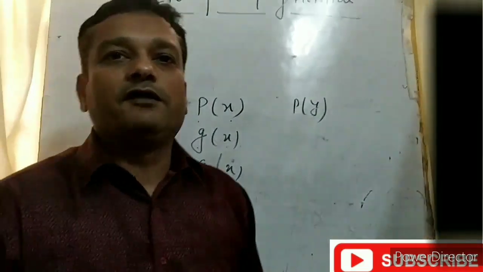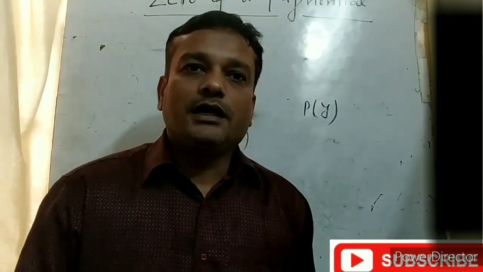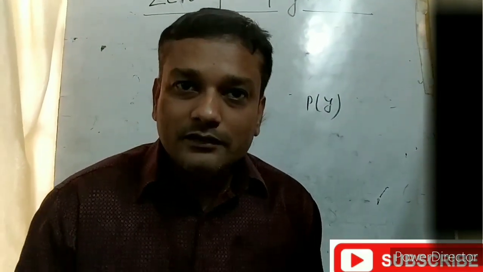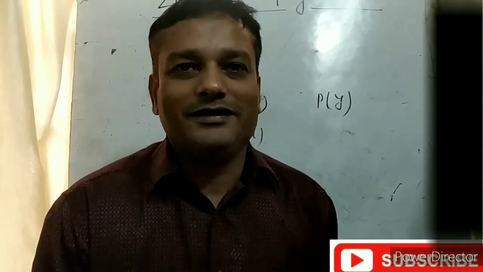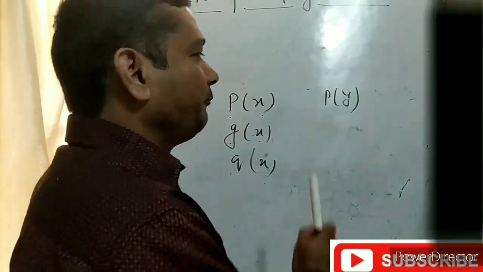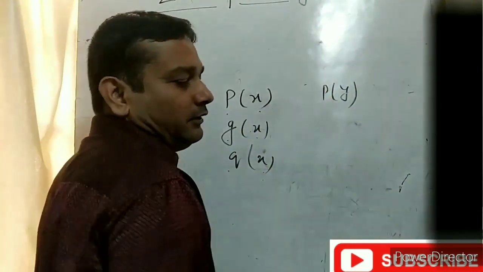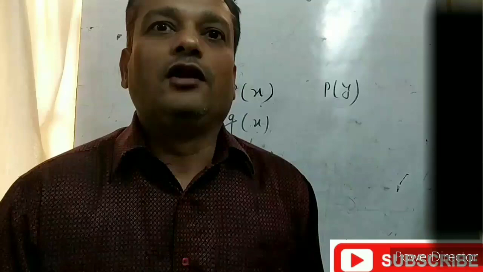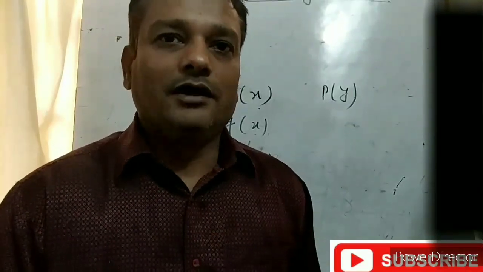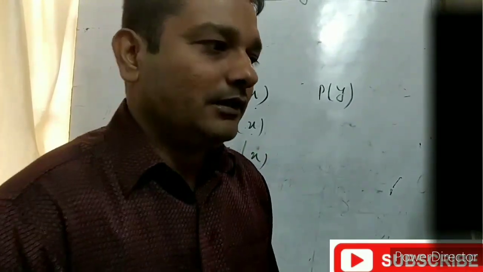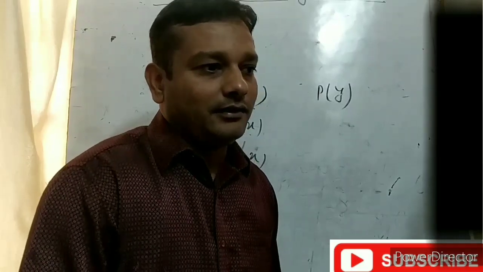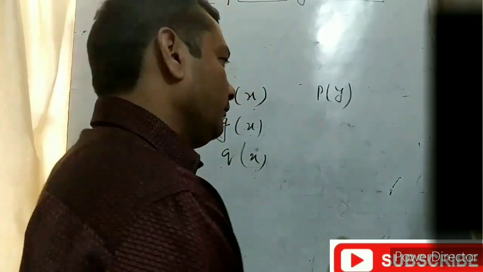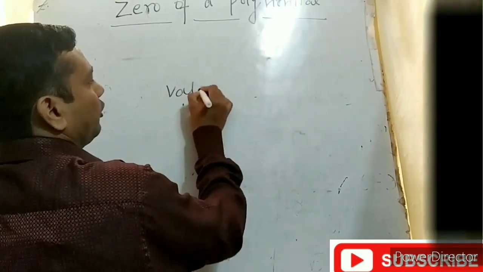So the meaning of p(y) will be the polynomial in variable y, right? Now, before we know the zero of a polynomial, we have to know the value of a polynomial. If you know the value of a polynomial, then you can easily understand what is the zero of a polynomial. So let's see what is the value of a polynomial.